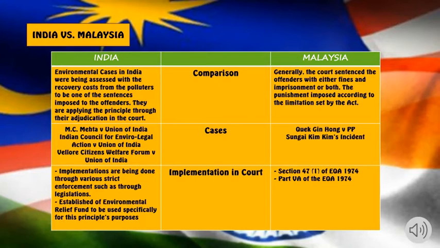And next, we'll be looking into the enforcement and administration of the polluter pays principle. In India, the implementation is done through various strict enforcement measures, such as legislation. For example, the Public Liability Insurance Act 1991 makes it an obligation for industries with a capital value of rupees 200,000 to be insured under the Act. The premium shall be collected under the Environment Relief Fund and shall be available with the collector of the district in case of an industrial accident or disaster caused by the responsible industry.